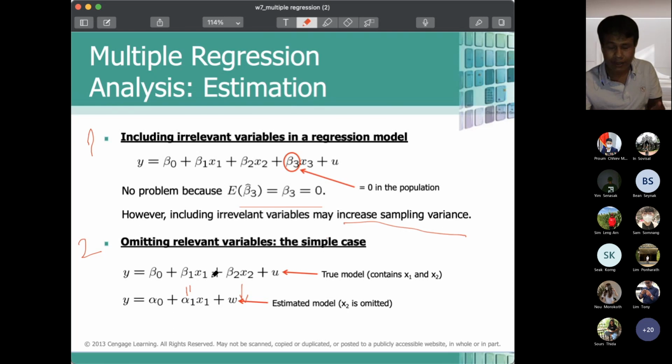Because here, in the true model, we have two independent variables, but in the estimated model, we only have one independent variable. Will alpha 1 equal delta 1? You don't have to answer, but I just want you to know what we mean by the zero conditional mean assumption. What do we mean by endogeneity? What do we mean by omitted variable? Meaning that our estimated model here already omitted x2. When we omitted x2, x2 is in the error term because we do not include it in the model. So that means our x1 is endogenous.